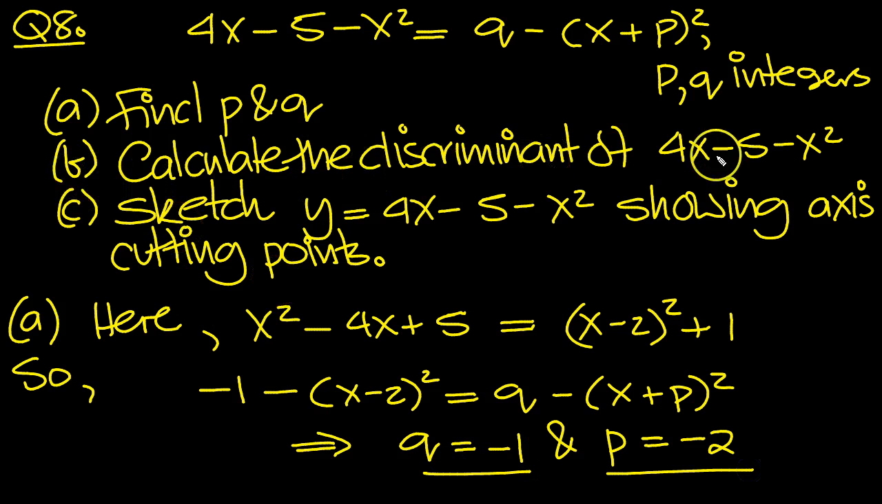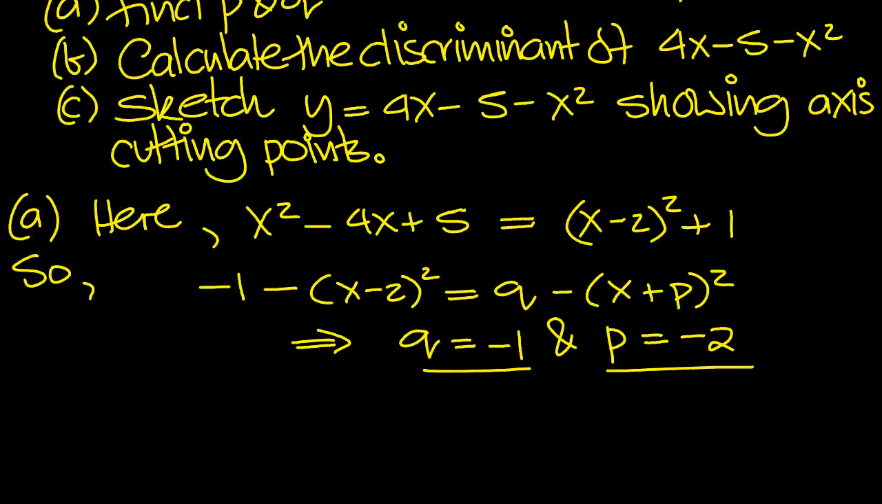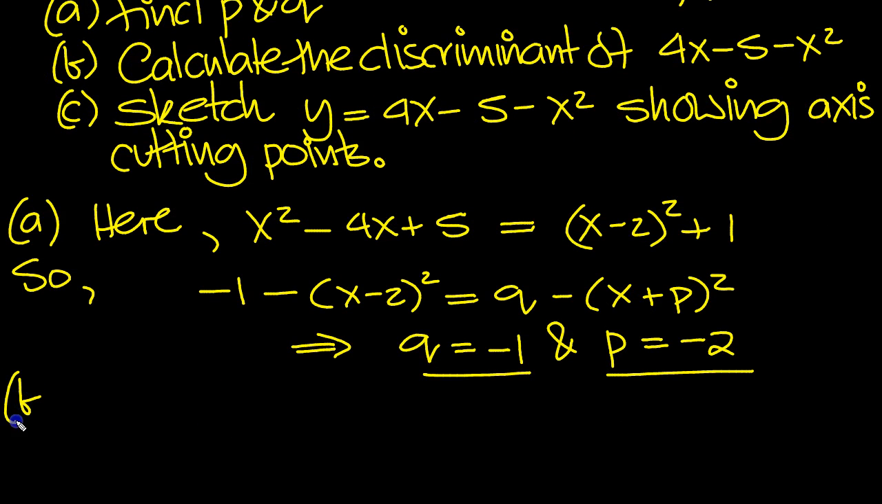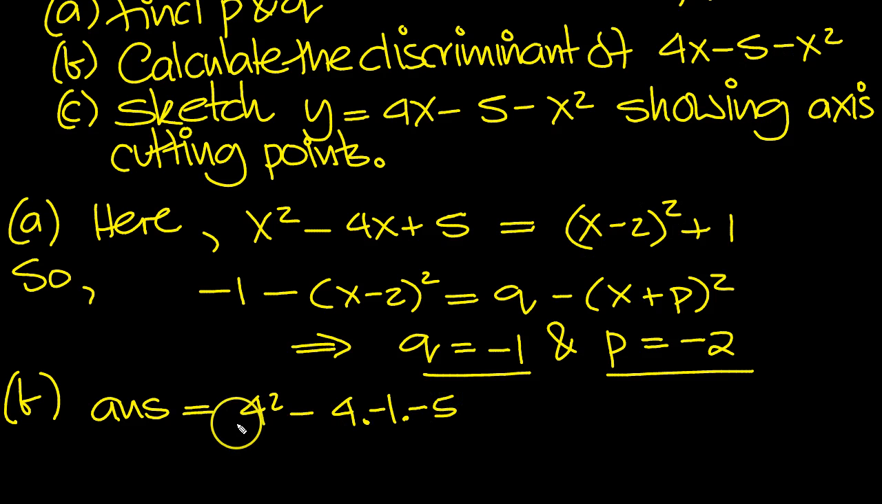Part B, calculate the discriminant of this. So we can just work this out directly. The discriminant is equal to, we've got a, b and c. So it's b squared, which is the 4, so that's 4 squared, minus 4 times a, which is the number of x squared, which is minus 1, times c, which is the constant, which is minus 5. It's b squared minus 4ac.